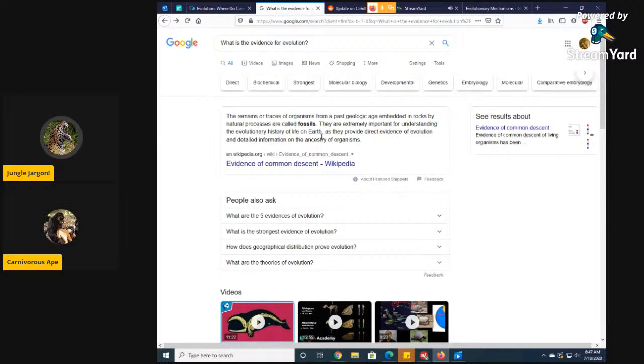Well, but look what it says here, though. It gives you a simple explanation. No, it says understanding evolutionary history of life on Earth. Fossils are important for understanding evolutionary history, as they provide direct evidence of evolution. Yes, fossils do provide direct evidence. It's just not evidence that creationists accept. It's not evidence of evolution. It's evidence of the global flood.